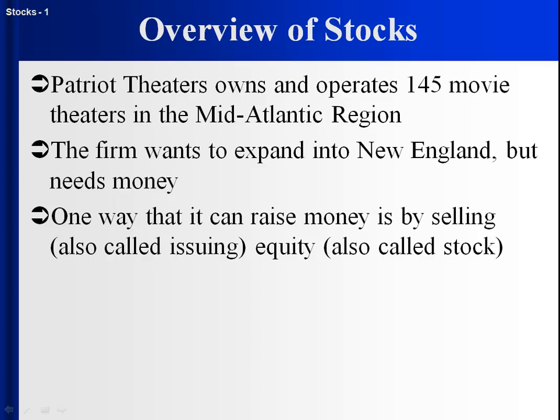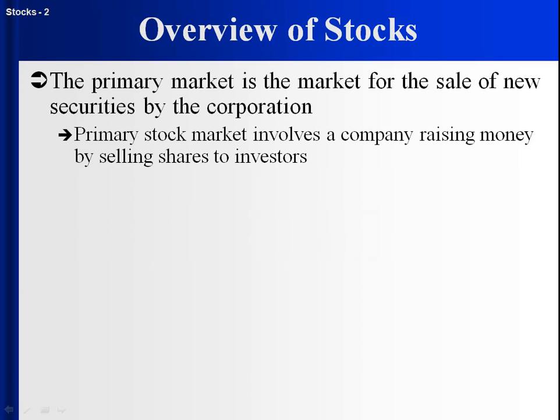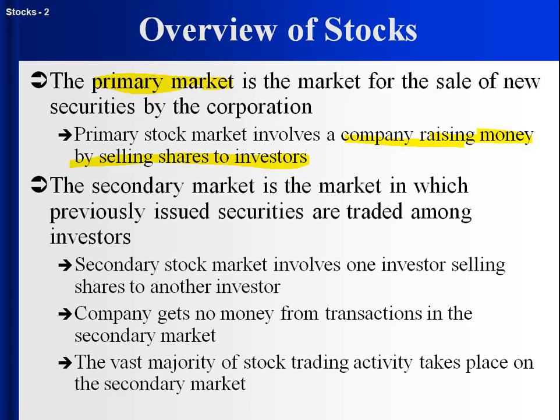One way that they can do that is by selling or issuing equity or stock. So one of the ways that they can go out there is by selling stock. The primary market for stock, the primary market for any asset, is the sale of new securities. Basically, that involves the company raising money by selling shares to investors. So the company wants to raise money, they've got stock. When they sell that to the investors and the investors give them money, that's the primary market.